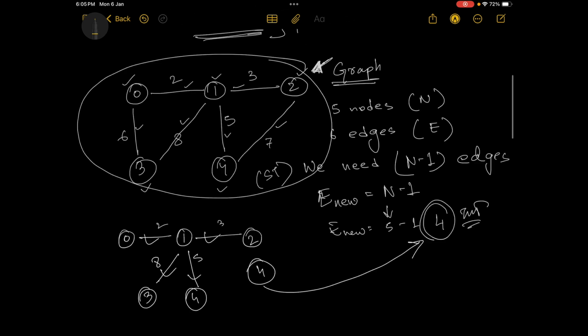So, that's about it, all about the minimum spanning tree.